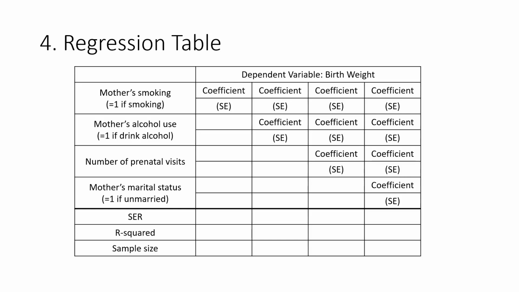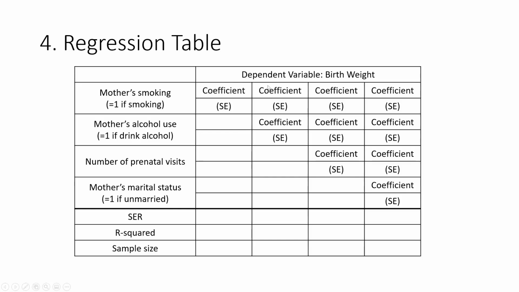The main principle is that your table should be self-explanatory, right? It should contain almost everything you need to understand this regression result. For example, I described the dependent variable, birth weight, and also the variable names here. It's pretty straightforward what they mean, and the standard error of the regression, R-squared, and sample size. Anyone who is familiar with regression analysis must be able to understand what you are doing.